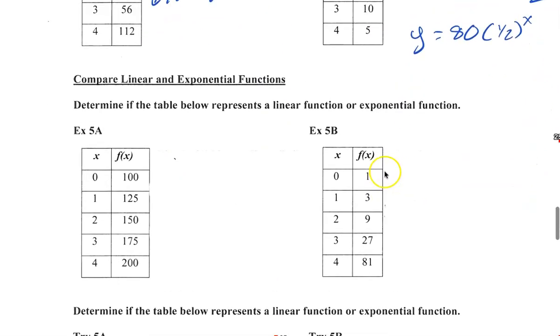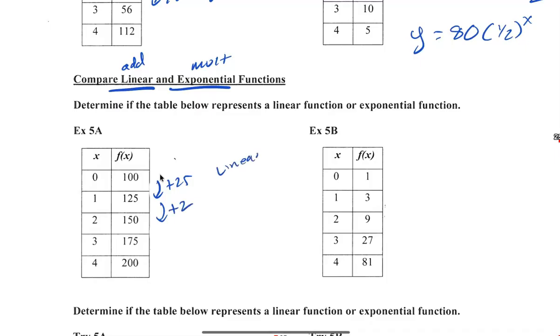And then this last one here, let's compare a linear to an exponential. So which one's linear? Remember, a linear one is when you add the same amount each time. Exponential is when you multiply by the same thing each time. So our first one here looks like we're adding 25, so this will be a linear function. And over here, we are multiplying by 3 every single time. So that's an exponential.